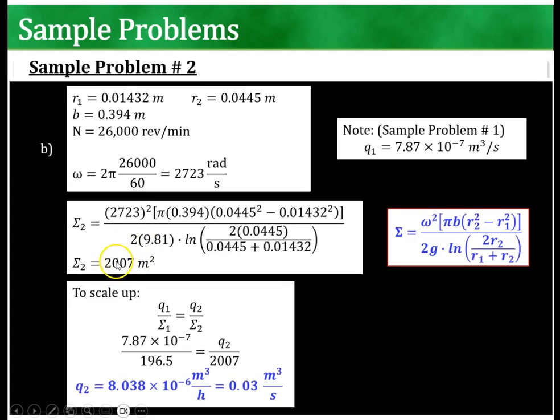Now, you're asked to scale up. So this is one of the answers already. You're asked to solve for the sigma, so this is one of the answers. And then in scaling it up, let's get the ratio of sigma and the flow rate: flow rate over sigma 1, flow rate over sigma 2. So Q, you'll notice, is 8.038 times 10 to the negative 6 cubic meters per second. Comparing it with that one, definitely you'll notice that there is much improvement. It increases by a lot. So that ends the lesson. Thank you very much.